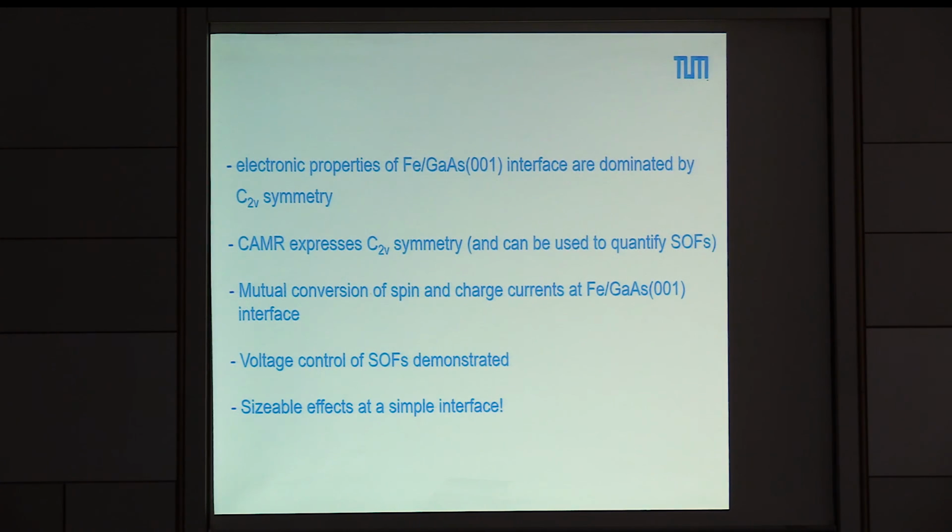Actually, we were worried a bit that these interfaces degrade. This is what we know from a long time ago. But we recently remeasured the device that we have measured for the first time 3 years ago, and the spin-orbit fields are still exactly the same. So it's actually a simple but also very, well, reasonably stable interface.